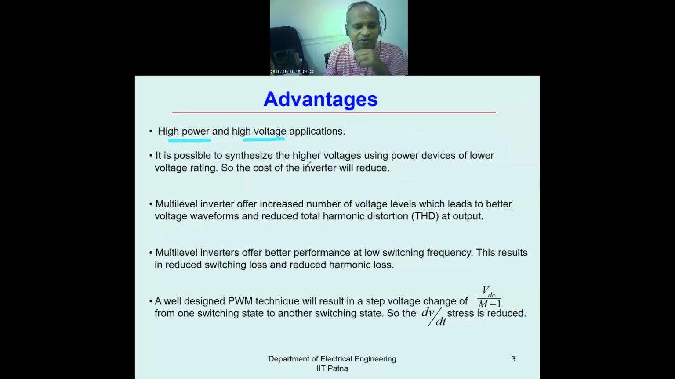and that way your cost will come down because you use low power devices. And as the number of levels increases, THD also decreases. And that is what the multi-level inverter offers: better performance at low switching. As the switching frequency is low, your power loss in the converter, which is directly proportional to switching frequency, is lower. As the frequency is low with the same performance, you get higher efficiency.